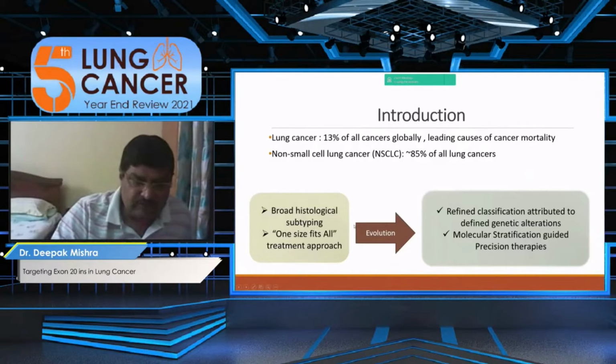So the science is evolving from a broad histological subtyping, a one-size-fits-all approach. It has evolved into a more refined classification system, which Rajiv has already dealt with. And it has attributed to a lot of genetic alterations which we are looking for. And this has led to the molecular stratification for precision oncology.